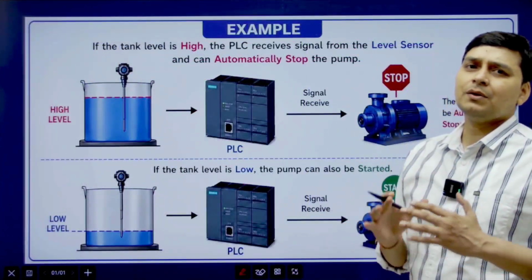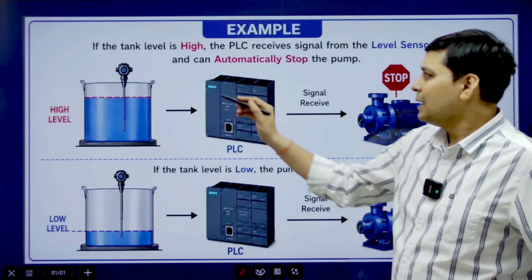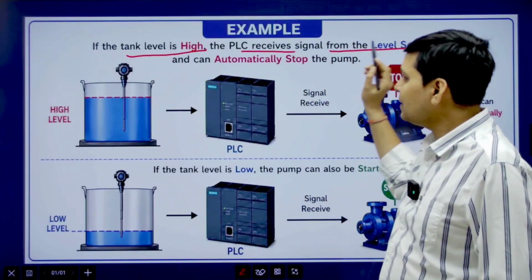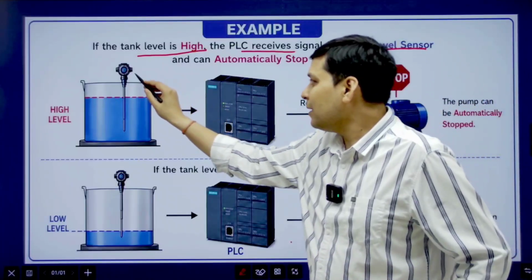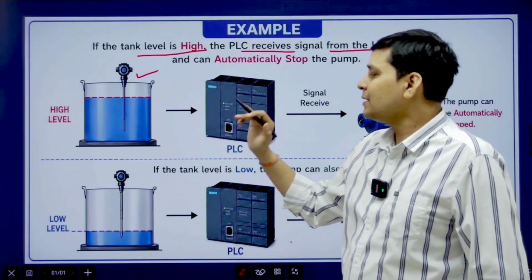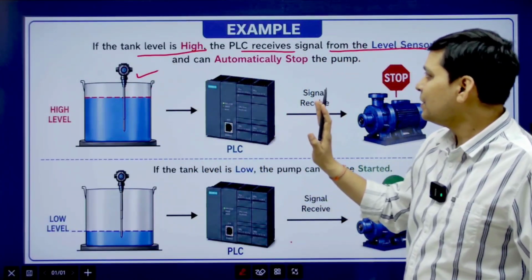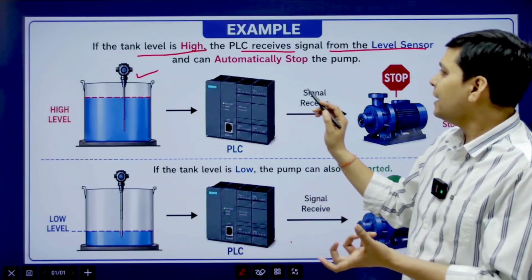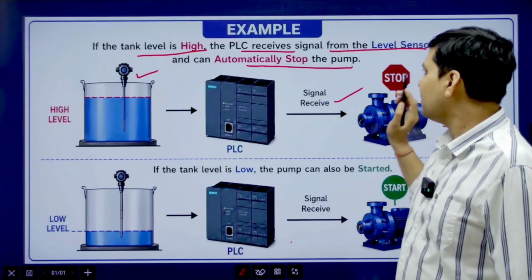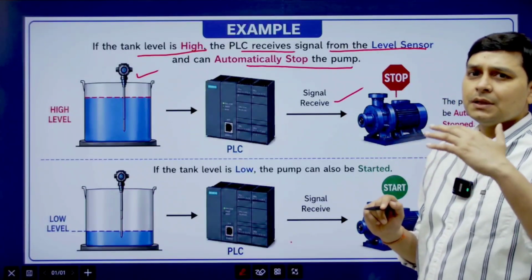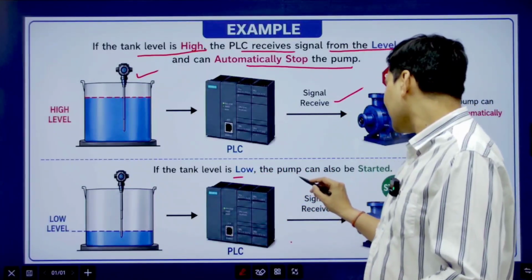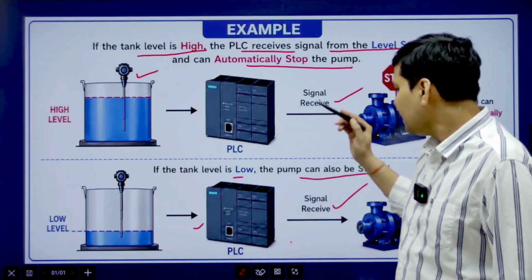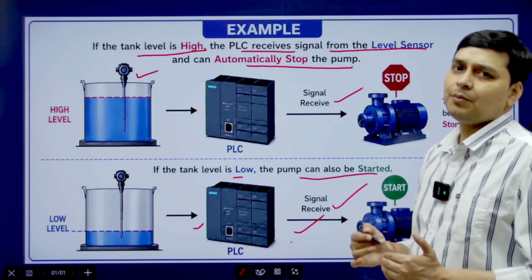If we take an example of level control, if the tank level is high, the PLC receives the signal from the level sensor. A level sensor is installed on any tank, and this level sensor continuously measures the level. If the tank level becomes high, PLC will receive a high signal and it will automatically stop the pump. And if the tank level is low, the pump can also be started. At low level, PLC will receive the low signal and it will automatically start the pump.